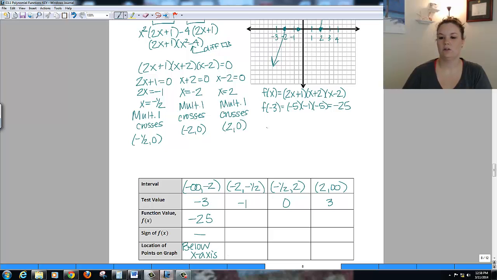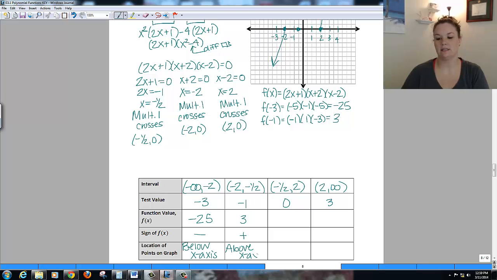Okay. Then I want to look at my next test point, which is negative 1. When I plug in f of negative 1, 2 times negative 1 is negative 2 plus 1 is negative 1. Negative 1 plus 2 is positive 1. And negative 1 minus 2 is negative 3. So when I multiply those together, I get positive 3, which means that my y values for that interval are going to be positive, which means that they are above the x-axis.